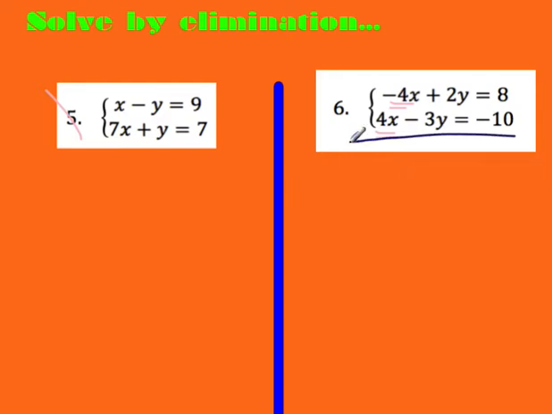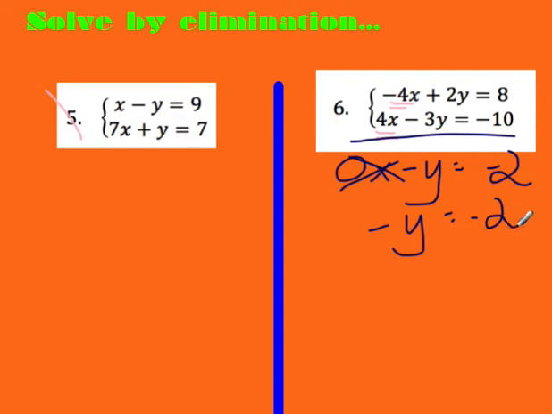So -4x plus 4x, that's going to cancel out to 0x. 2y minus 3y is going to be -y. 8 minus 10 is -2. Well, 0x doesn't mean anything. So right now I have -y is equal to -2. So I'm going to divide both sides by -1. And when I do that, a negative divided by a negative is going to become a positive.